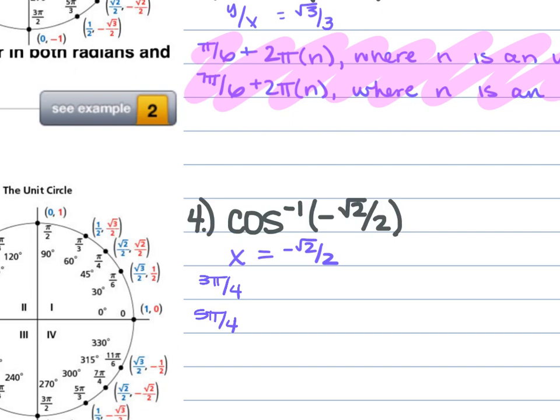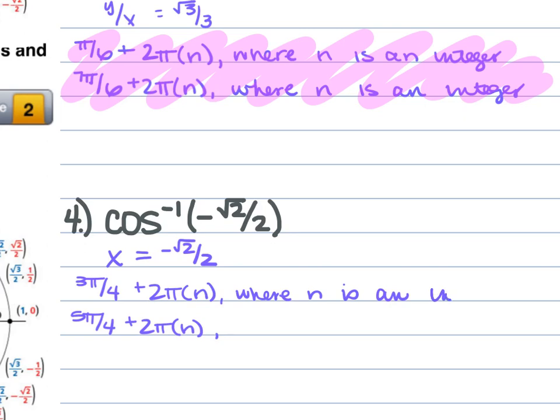From these, we're going to add both the 2 pi times n, where n is an integer. And then we're done.